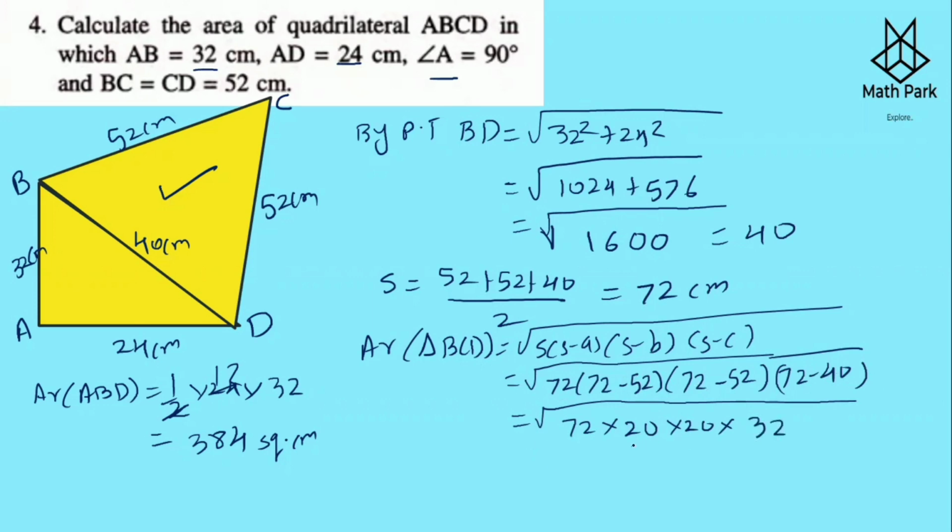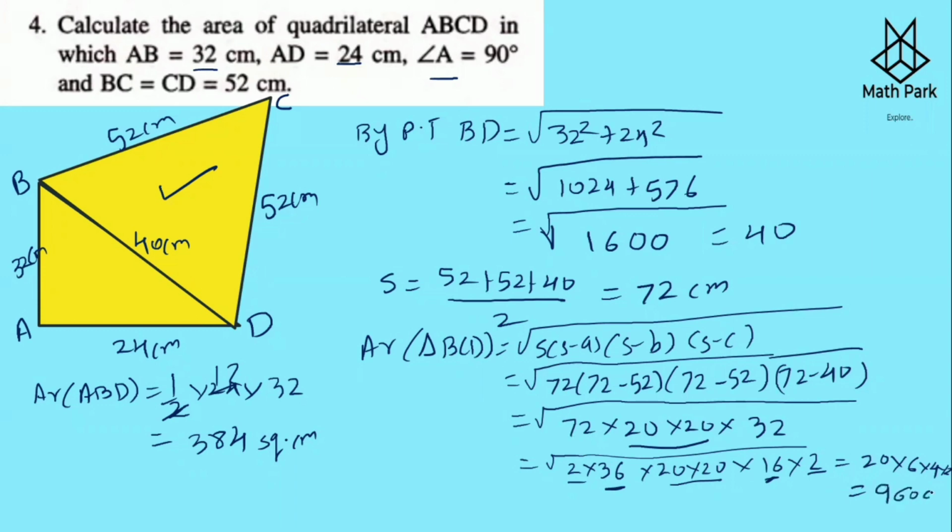Okay, now let us see that 20 and 20 already has a pair, so we are not going to do anything over here. 72 can be written as 2 times 36, this can be written as 2 times 36. Let this be 20 and 20 as it is, and 32 is nothing but 16 times 2. Now 20 and 20, when it comes out, it is just 20. Square root of 36 is 6. Again square root of 16 is 4. And from these two pairs, we will just take 2 outside. So 4 2s are 8, 8 6s are 48, 48 into 2 is 96, so 960. We get the area of this triangle as 960 centimeter square.